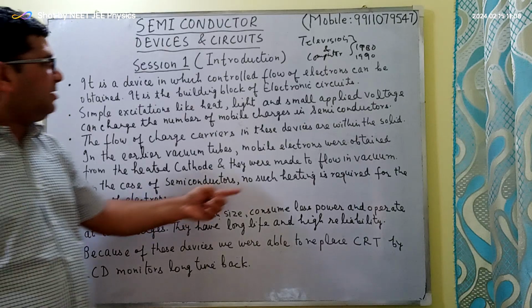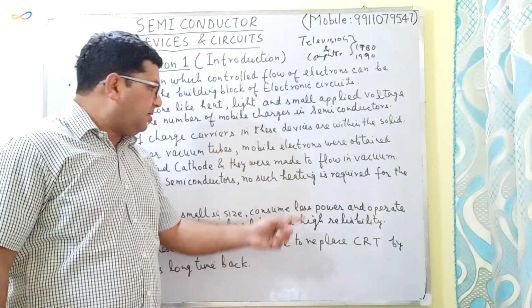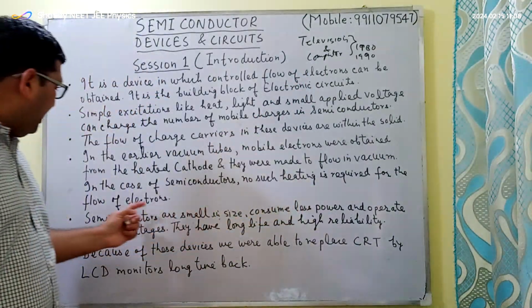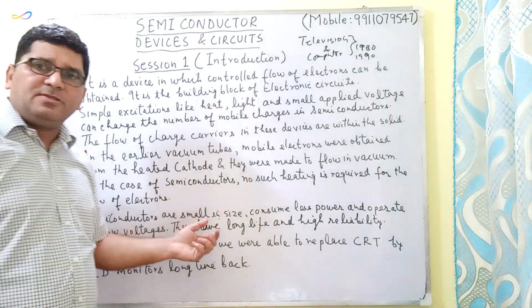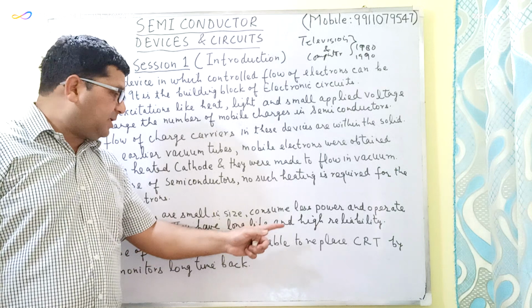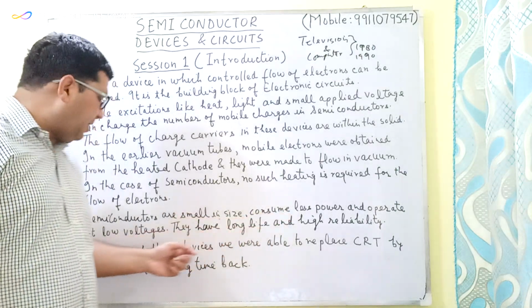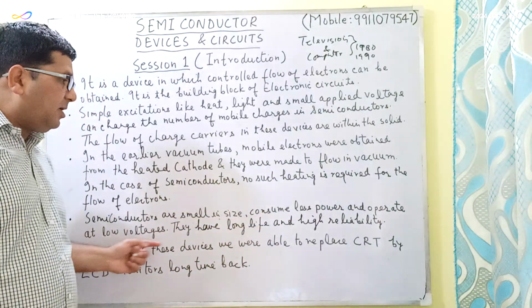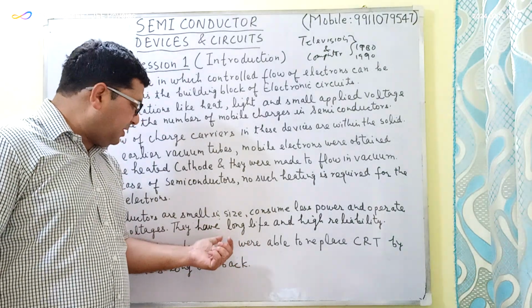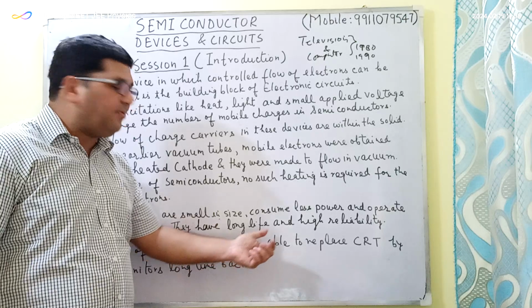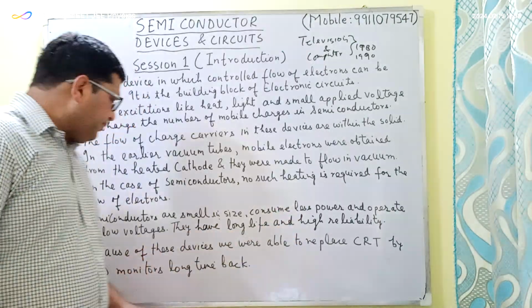So CRT was used long time back, in the 1980s and 90s, but in the case of a semiconductor, you don't need any such heating, and as a result, the semiconductors are smaller in size, they consume very less power, and they can operate at low voltages. Apart from that, they have another advantage, and that is they have long life and high reliability.